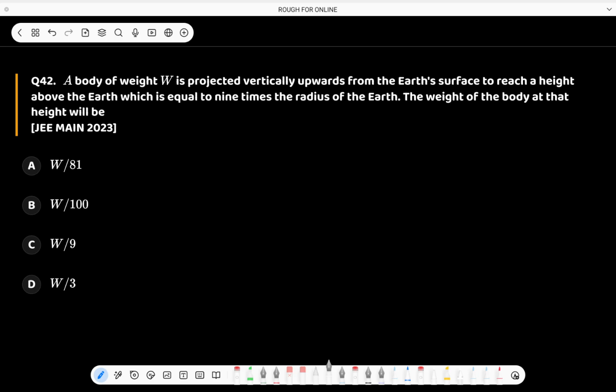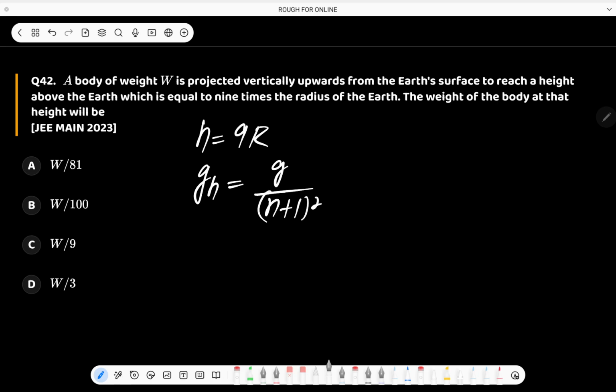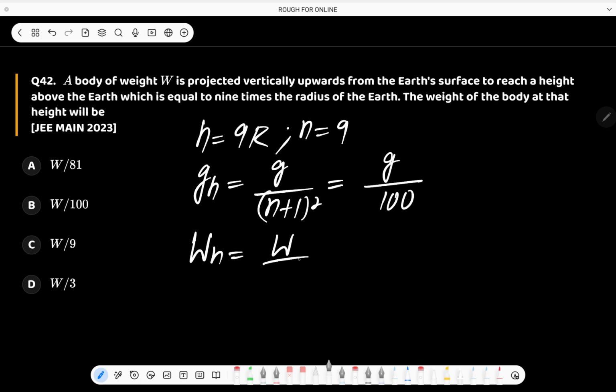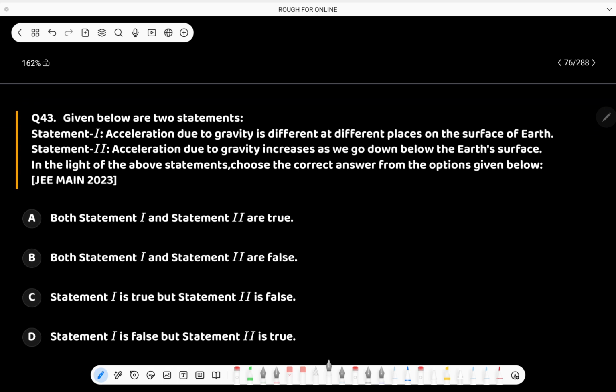Now look, beta. A body of weight W is projected vertically upwards from the Earth's surface to reach a height above the surface which is equal to 9 times R. That means h is given, that's equal to 9 times R. So can you tell me what will be gh? That will be obviously g divided by (n plus 1) whole square. The coefficient of R is n, that is 9. 9 plus 1 is 10. So this becomes g by 10 square, which is g by 100, isn't it? Which implies Wh will be straight away equal to W divided by 100. Hence this is the answer to this question.